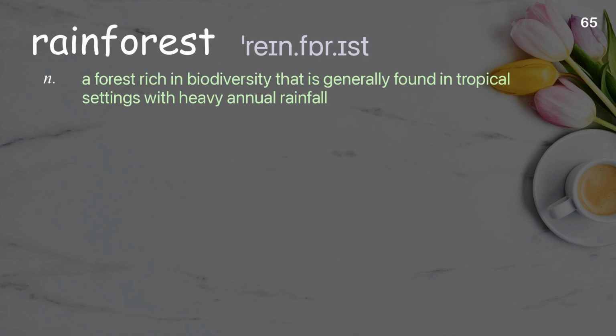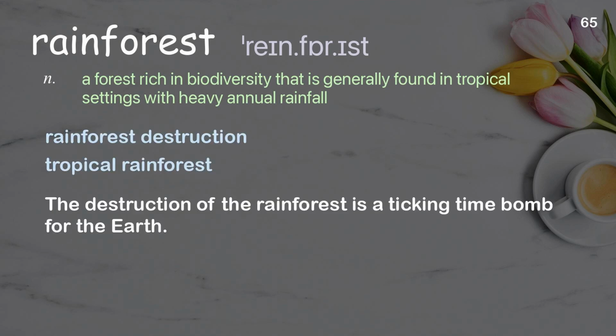Rainforest. A forest rich in biodiversity that is generally found in tropical settings with heavy annual rainfall. Examples: Rainforest destruction, tropical rainforest. The destruction of the rainforest is a ticking time bomb for the earth.